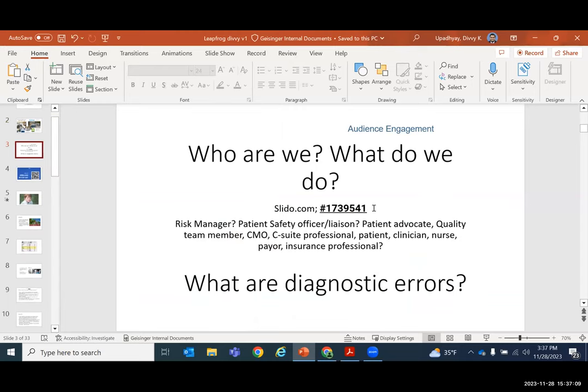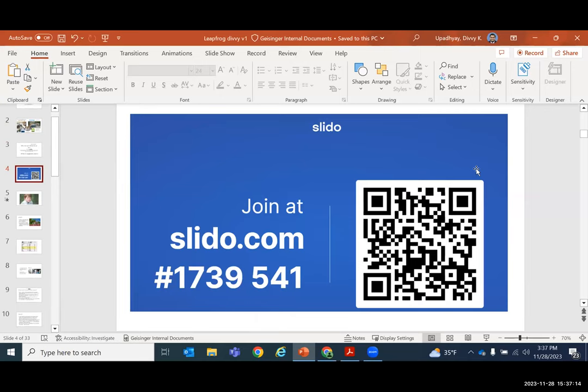I'll place the QR code for a second up here. All you need to do is take your cell phones, if you have one near you, go to slido.com. And I think this can be done on any machine, even laptops or iPads. Go to slido.com and join with this code 1739541. I'll give you all a few seconds to join. So again, slido.com, and you can use this number.